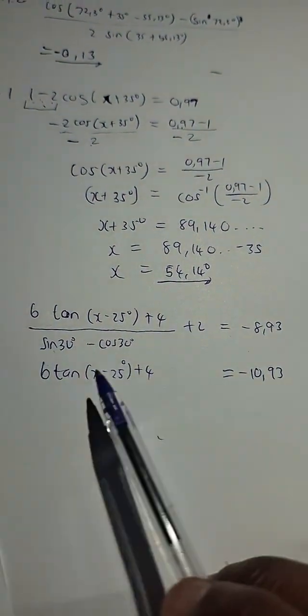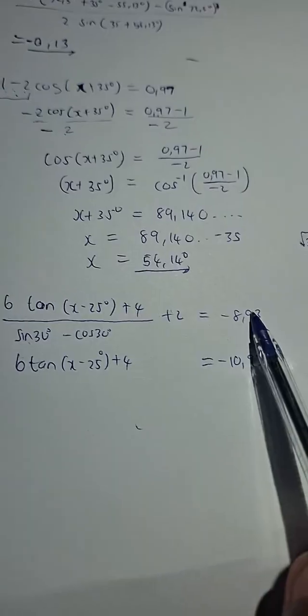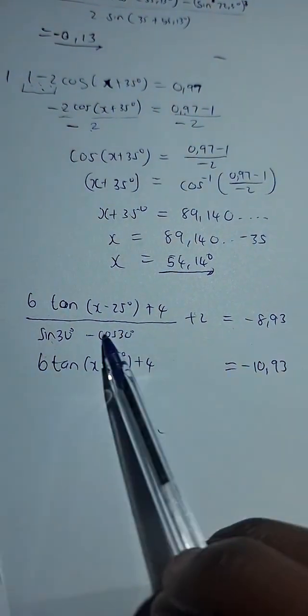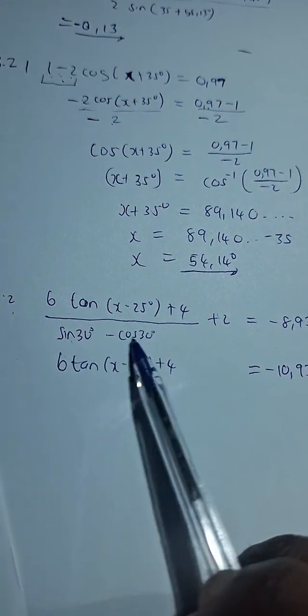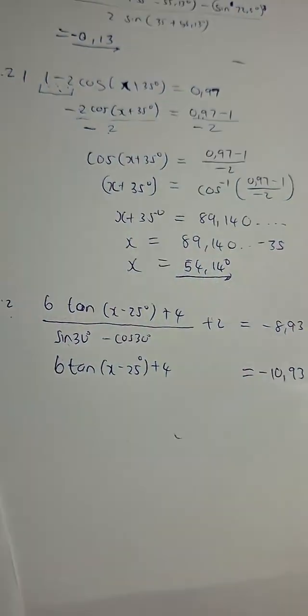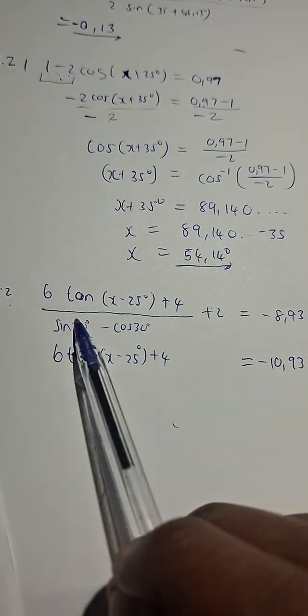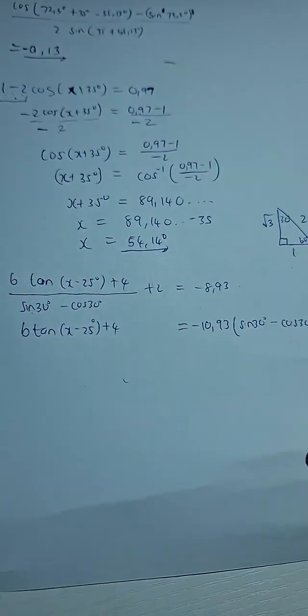Hence I was saying after transposing the 2, we can cross multiply. We multiply both sides by sine 30 minus cos 30. That cancels it here, and then we find ourselves having sine 30 degrees minus cos 30 on this side. Does that make sense?